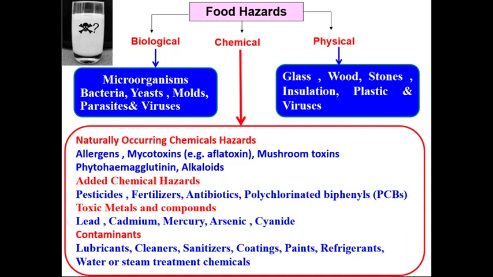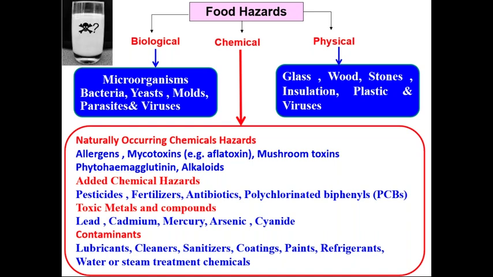The chemical hazard is a very large community of hazards, and we can classify them into the naturally occurring chemical hazards or the naturally occurring toxic materials, which are allergens. We have gone through the allergens. We have the toxins, mycotoxins, which we will look at in detail. You have mushroom toxins, phytohemagglutinins or the lectins, which we have talked about, and the alkaloids like solanine, etc., in potato.